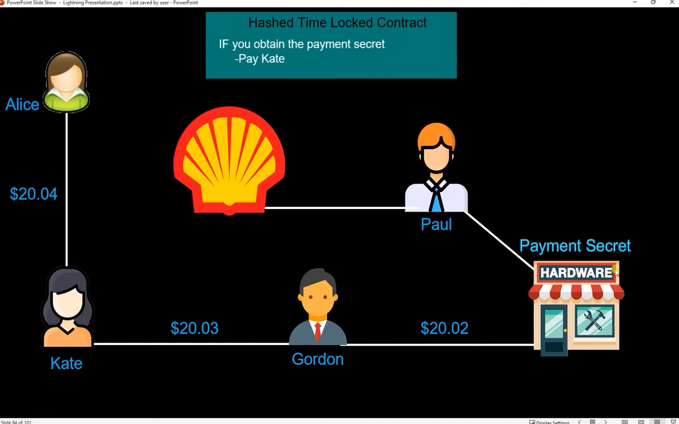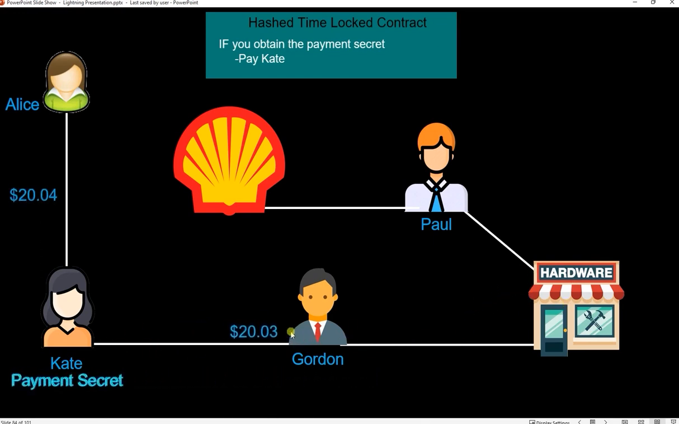So the hardware store is like, oh, shoot, okay, well, now I'm going to get paid. So he goes ahead and collects his $20.02. Gordon collects his $20.03. Again, everyone's netting a penny, because he paid out $20.02 to the hardware store, and Kate paid him $20.03. And then Kate nets her penny. She gives the payment secret to Alice, and she gets paid by Alice. So Alice was able to route through, and this is all done privately using something called an Onion Routed Network, which we'll go over. But she was able to just have everyone pass it along in a trusted way, simply by doing this operation of sharing a payment secret.